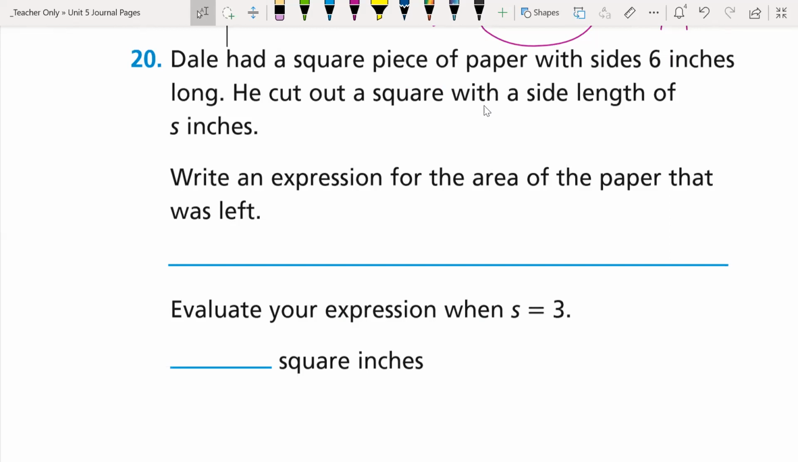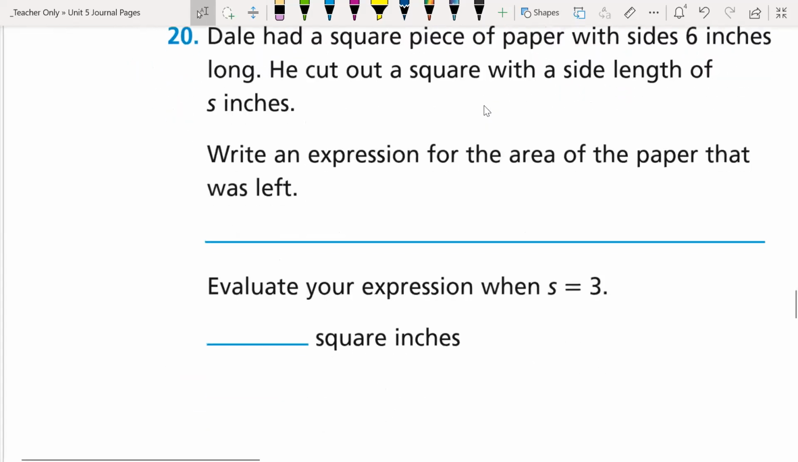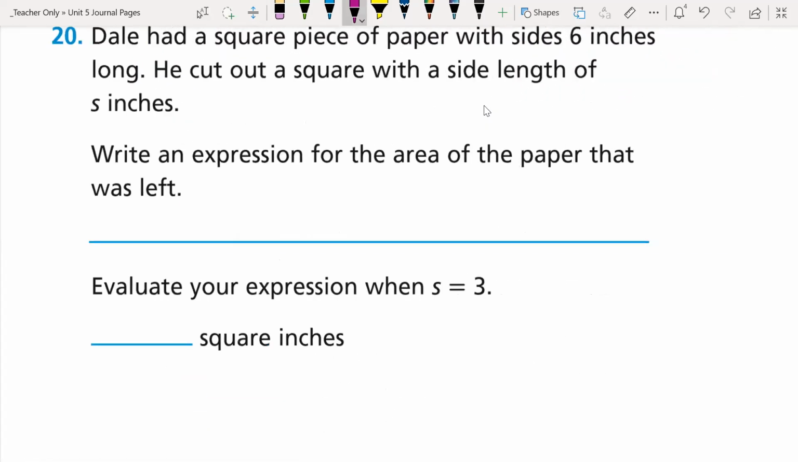So it's going to be 6 squared. Where did I get that 6 squared from? Well, he had a square that was 6 inches long. And what do we know about squares? We know that each side is the same length. So if this side is 6, then this side is 6. That's just how these work. And 6 times 6, well, that's 6 squared. Right?